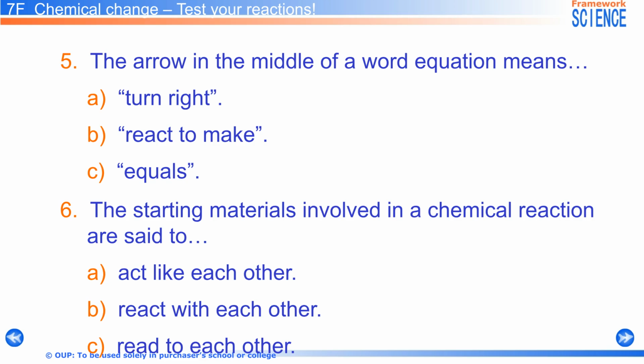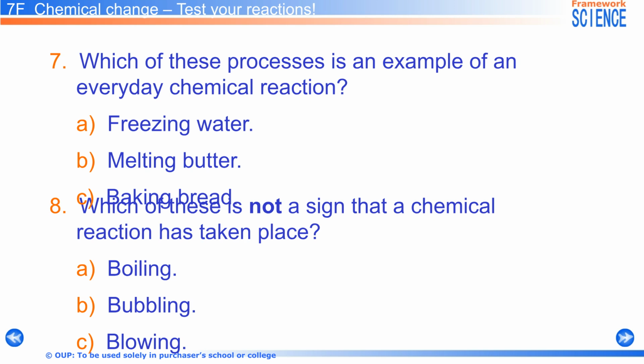Question 5. The arrow in the middle of a word equation means turn right, react to make, or equals. Question 6. The starting materials involved in a chemical reaction are said to act like each other, react with each other, or read to each other. Question 7. Which of these processes is an example of an everyday chemical reaction? Freezing water, melting butter, or baking bread?